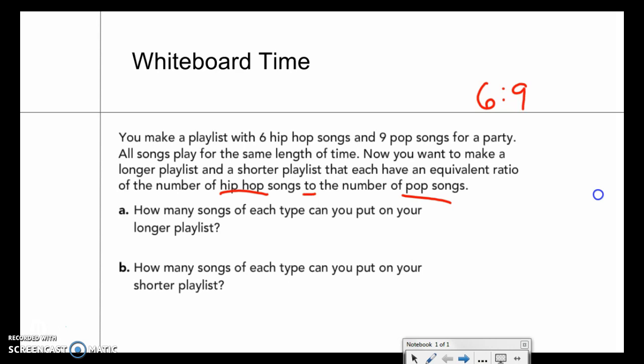For part A, we have to figure out how many songs of each type can you put on a longer playlist. It has to have the same ratio, like 6 to 9, but it needs to be a little bit longer. Okay? Well, use your chart or your number line and find 6 and find 9. What is a greater ratio? In other words, a greater number that's the same equivalent ratio. Well, you can do, looks like 12 to 18. I will do that one.